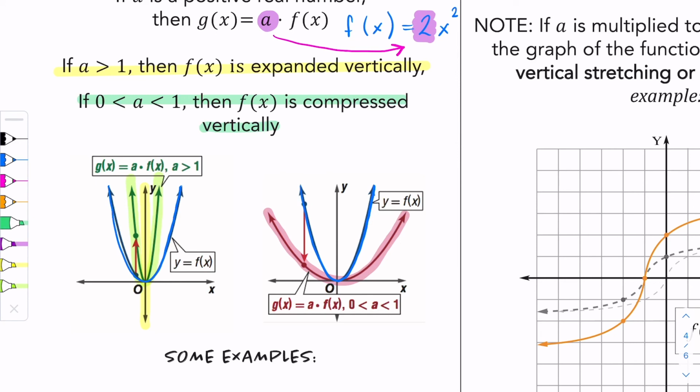Notice that right here it says if a is between 0 and 1. Recall that if a is less than 0, it's a negative number, and that's a reflection, which we talked about previously on the note sheet.